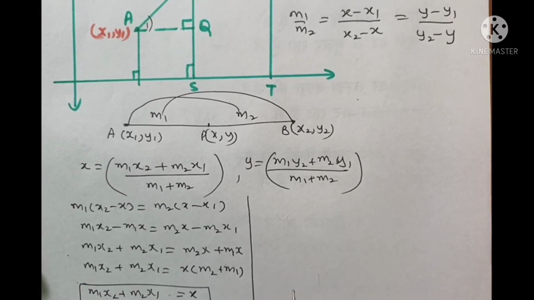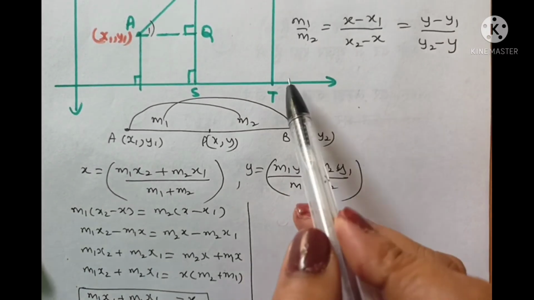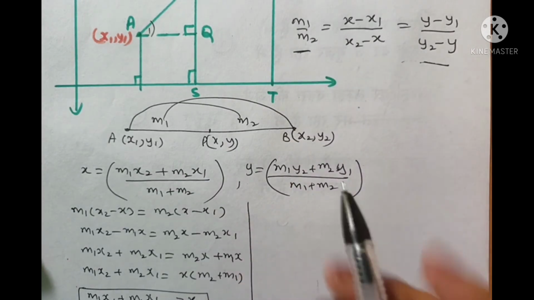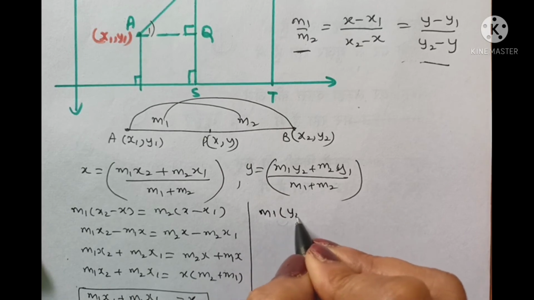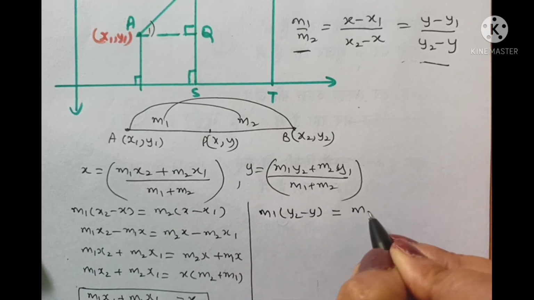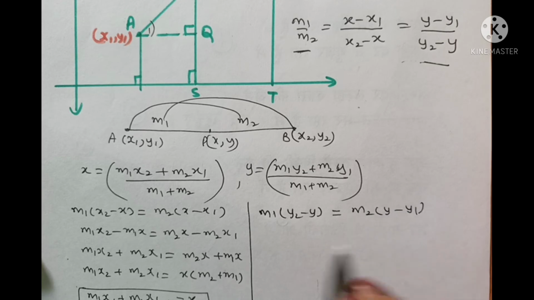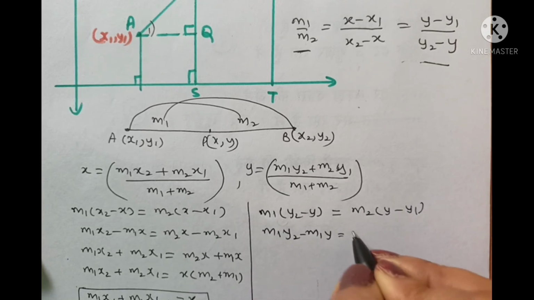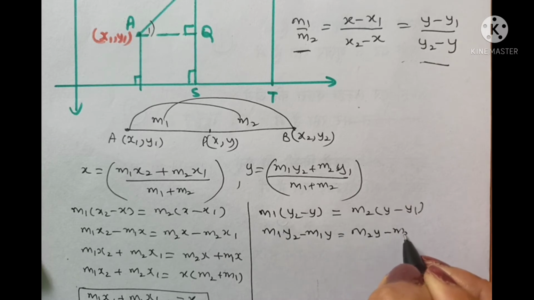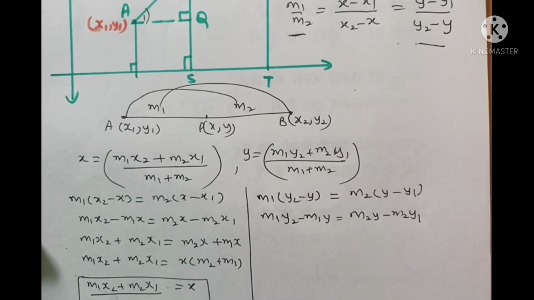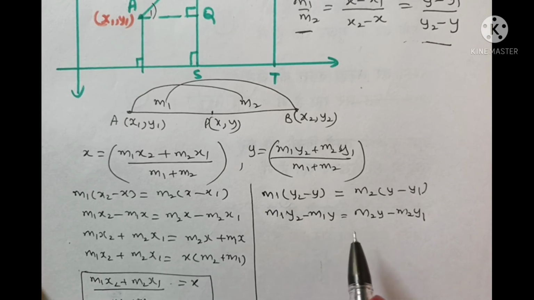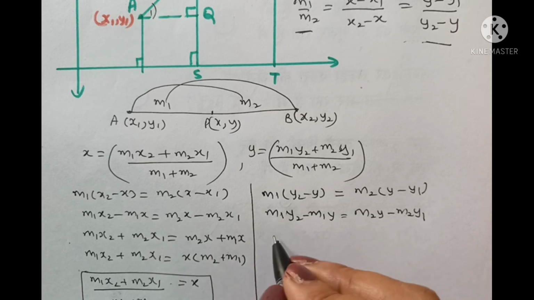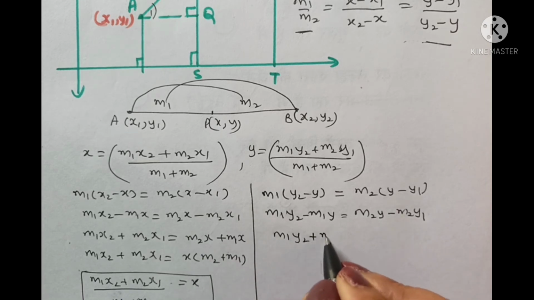And exactly in same manner for y coordinate, let's cross multiply this and this. I get m1 into (y2 minus y) is equal to m2 into (y minus y1). So let us open the bracket. m1 y2 minus m1 y is equal to m2 y minus m2 y1. Now it is just calculation which you can also do on your own. Now I am separating the y portions on the right hand side. So I get m1 y2 plus m2 y1.